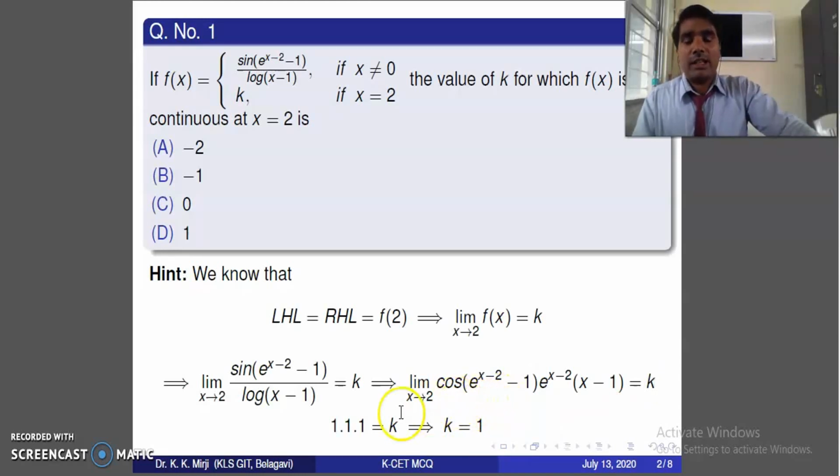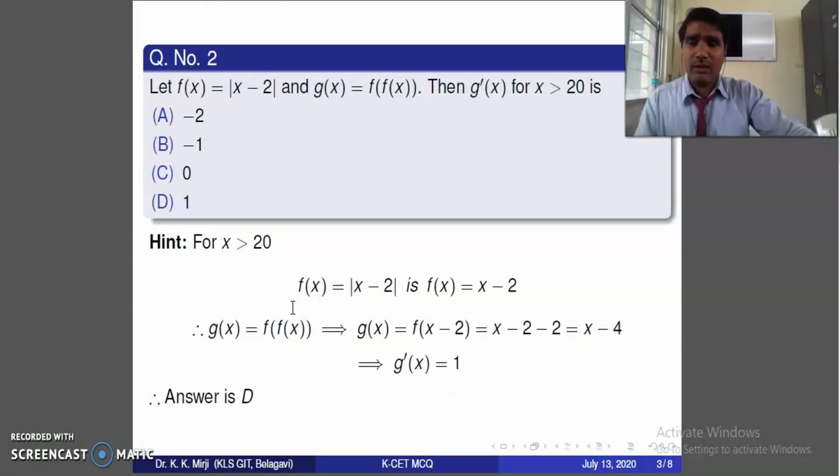If you put limit as x tends to 2, then here you will get cos of (e to the power 2 minus 2, minus 1), that is e to the power 0, that means 1. Cos of (1 minus 1) is cos 0, and cos 0 value is 1. And here e to the power x minus 2 is there. If you put x equals 2, that becomes e to the power 0, whose value is again 1. And here x minus 1 is there. If you put x equals 2, 2 minus 1 is 1. Therefore the k value is 1 into 1 into 1, that is, k is 1. So therefore option D is the answer for the first question.